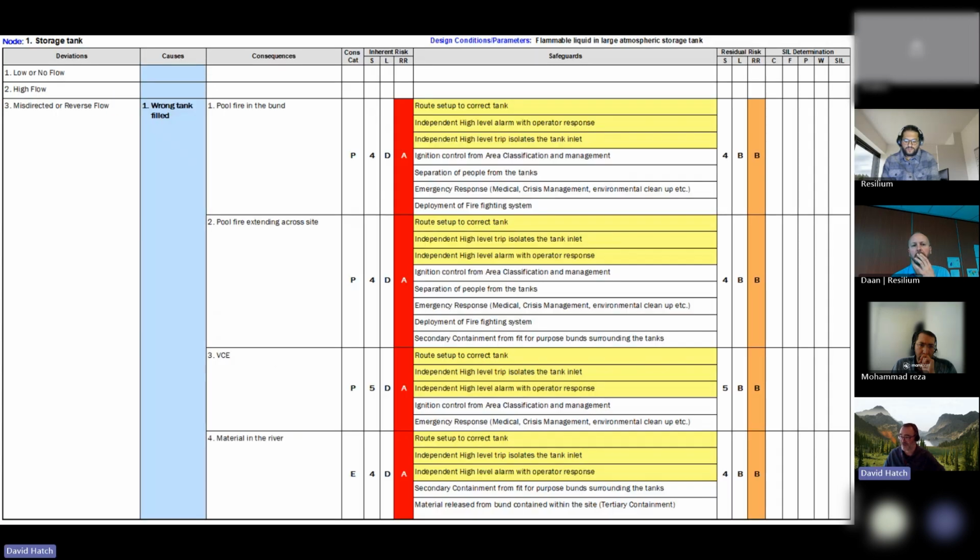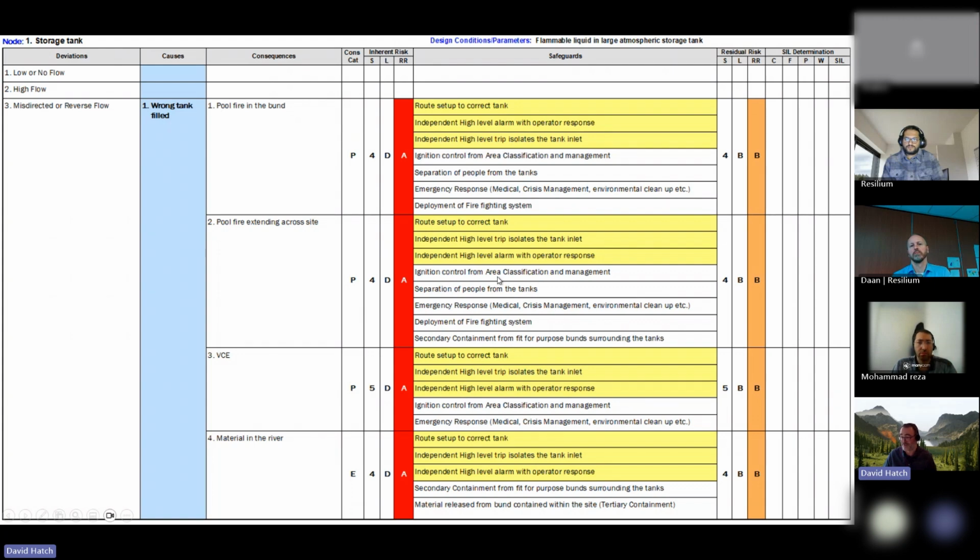The challenge then comes because historically we've always just had a single column for the safeguards. So here we've got our safeguards listed, and it can become quite a long list. In reality, the ones that are highlighted in yellow actually belong to the cause, and the ones that are in white belong to the consequence. And that simple division of prevention versus mitigation can actually be done in HAZOP worksheets. It just hasn't really been adopted by industry.